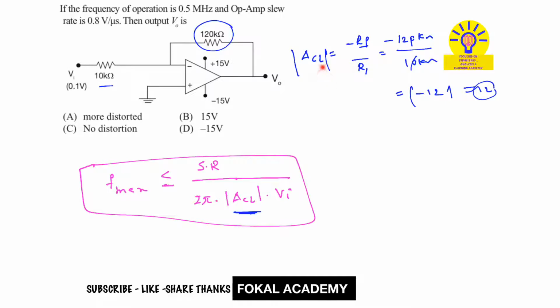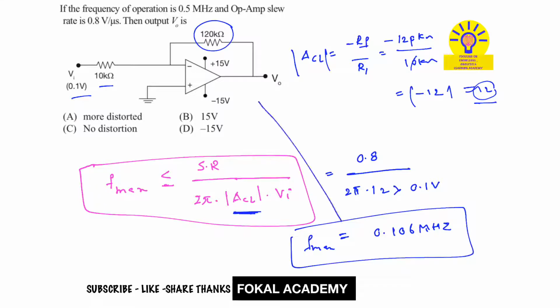Now substitute the closed loop gain and the input voltage in this equation, and we get the maximum operating frequency for the given op-amp. That is equal to the slew rate, 0.8 volts per microsecond, divided by 2 pi into 12 into the input, 0.1 volts. By simplifying this, we'll get 0.106 megahertz maximum. So this is the maximum operating frequency for the given op-amp.